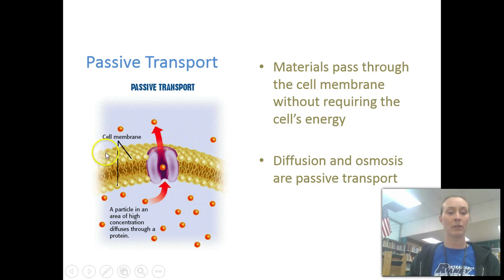If we look in the picture over here, we can see the cell membrane, and we notice there's a lot more particles on one side of the cell membrane than the other. So a particle in an area of high concentration, meaning there's a lot of these particles, diffuses through a protein in the cell membrane to the other side where there's not as many of these particles.